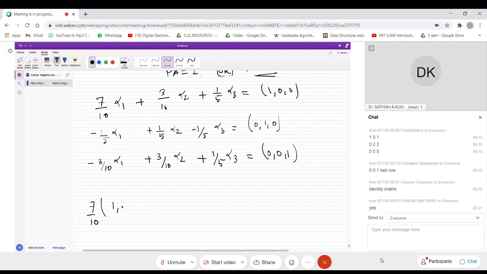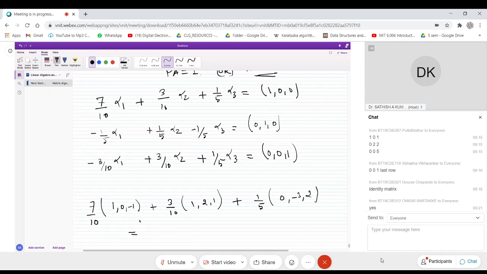What is alpha 1? You go minus 1 here, plus 3 by 10 times alpha 2. Alpha 2 you got 1, 2, comma 1, plus 1 by 5 times alpha 3. Alpha 3 is what? 0 comma minus 3 comma 2.